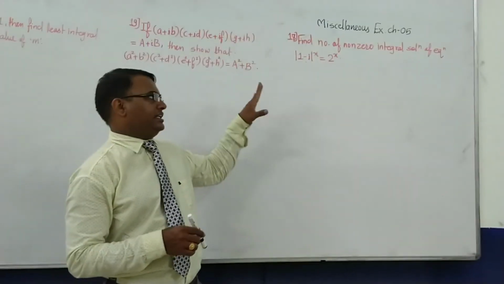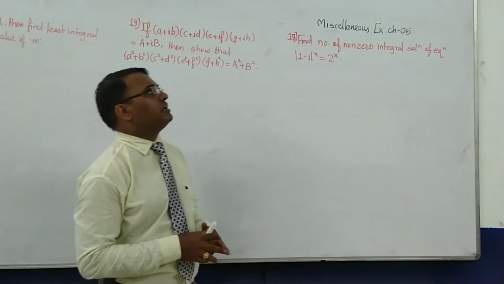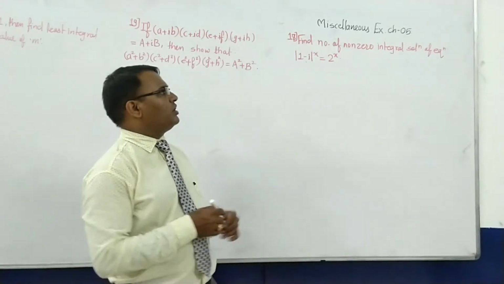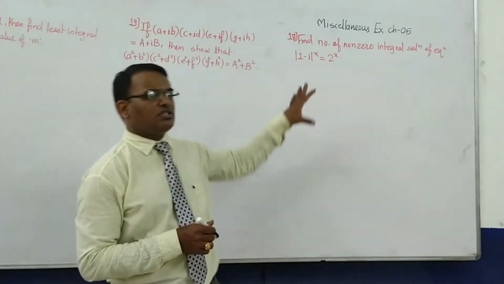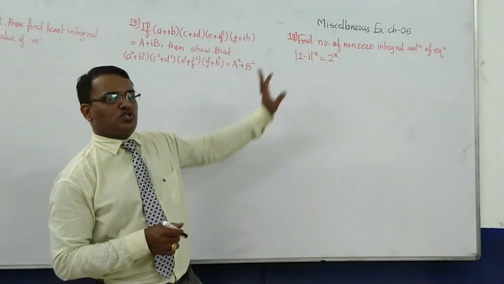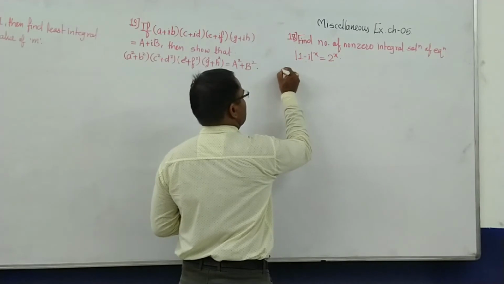Sum number 18. What is that? Find the number of non-zero integral solutions of the equation mod of (1 minus i) raised to x is equal to 2 raised to x. Integral solution means what? Just find out the solution of this equation. So what is given?